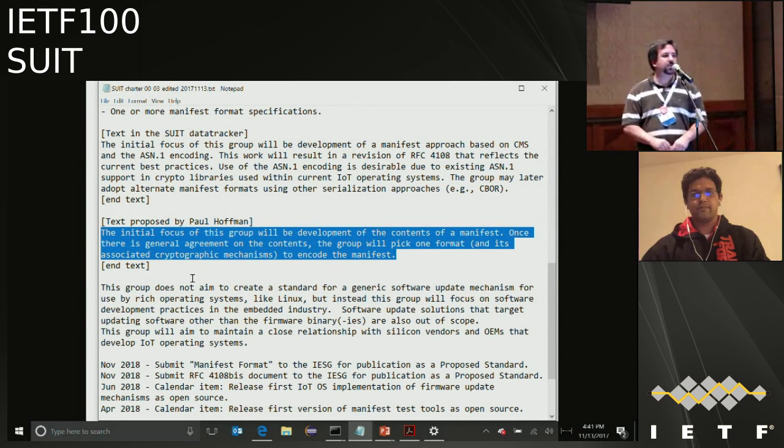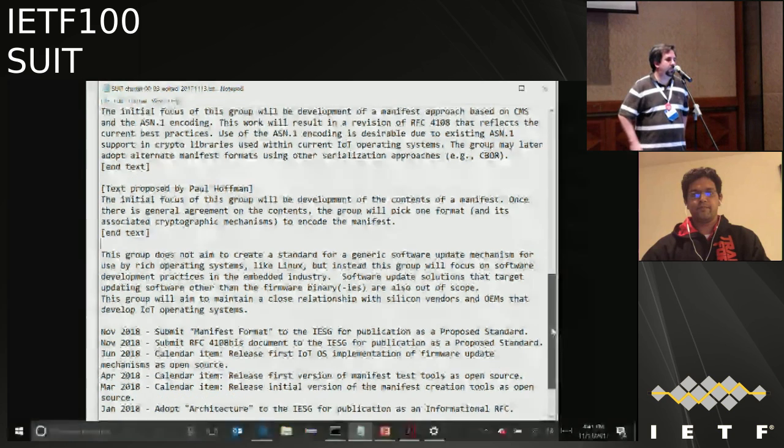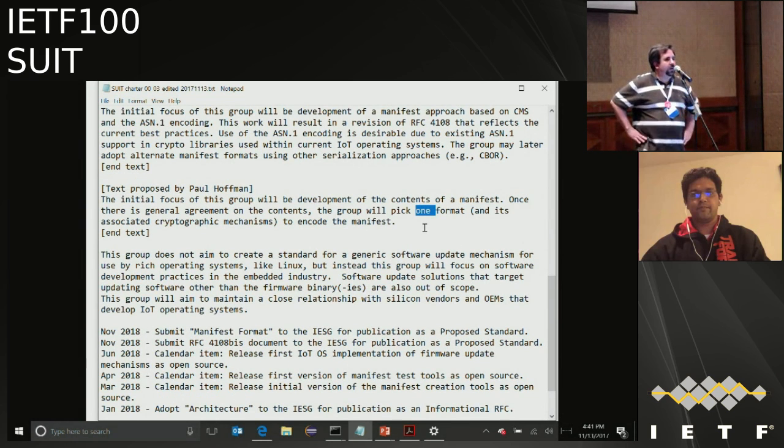Okay, so I apologize for the reading of your name, but these are two comments from Suhas Nanda Kumar. The first is, why are we restricting to one encoding format once we agree on data format? Would anyone like to comment on that? How about Paul?